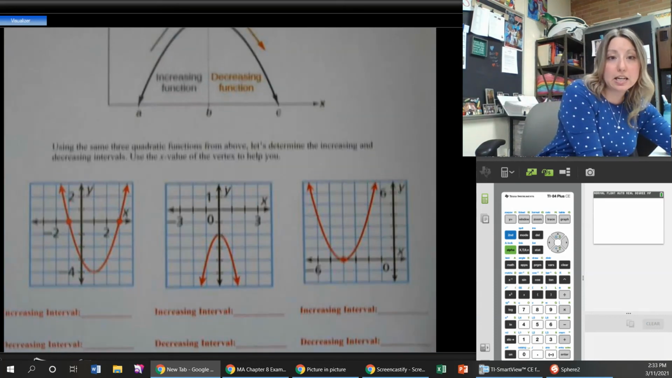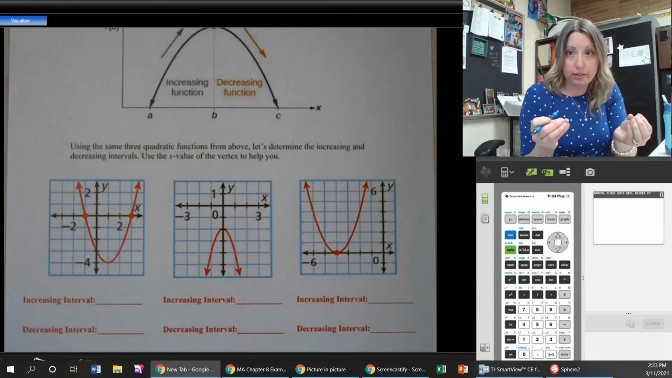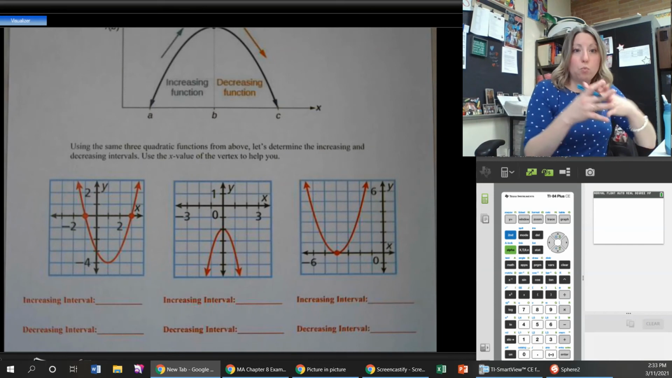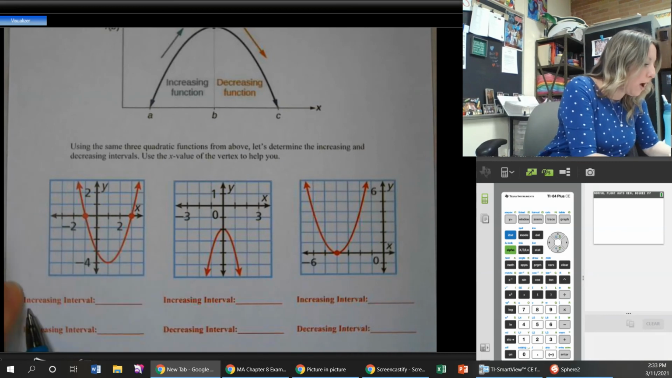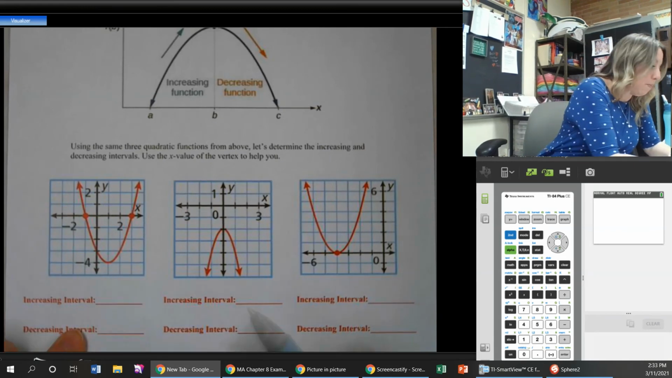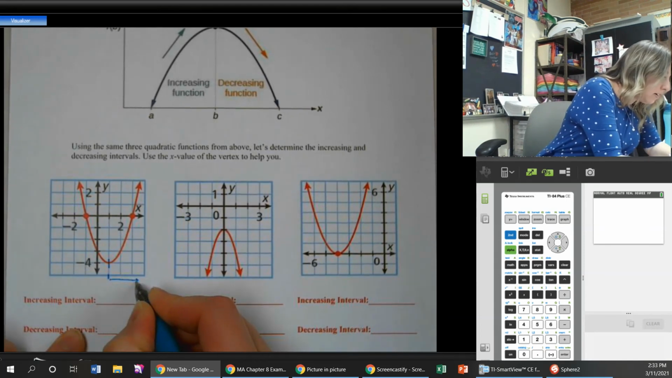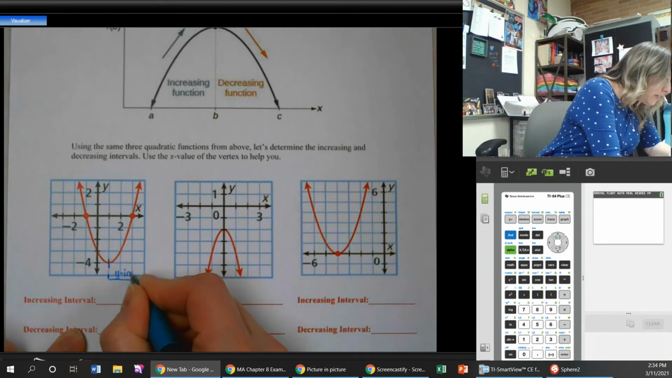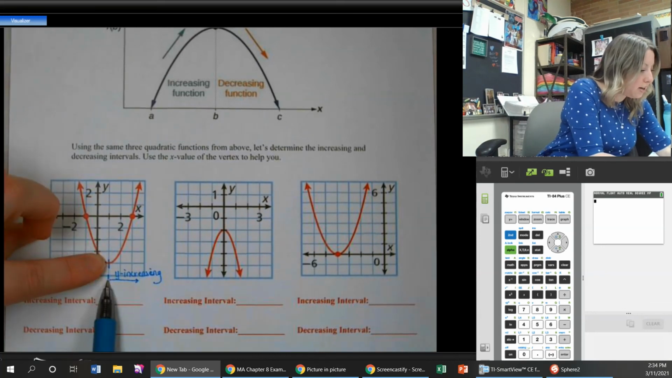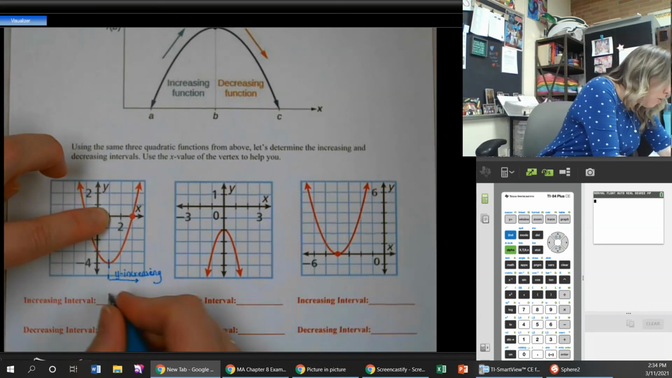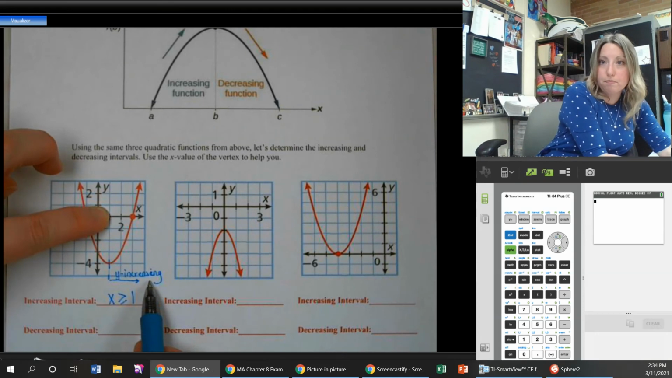Okay, so that's how we're going to look at these. Now we state the increasing or decreasing intervals as inequalities. So we state it as an x value. If I want to call this an increasing interval, from here on, y is increasing. So what's the x value starting here? It's positive 1. So x greater than or equal to 1 is an increasing interval.